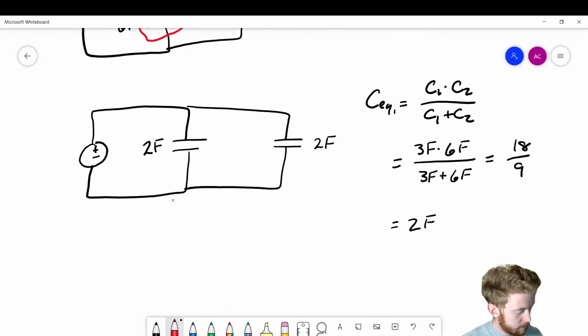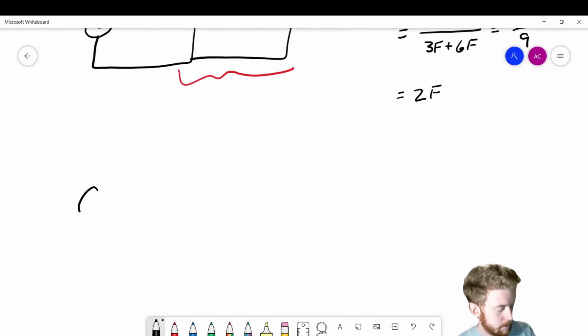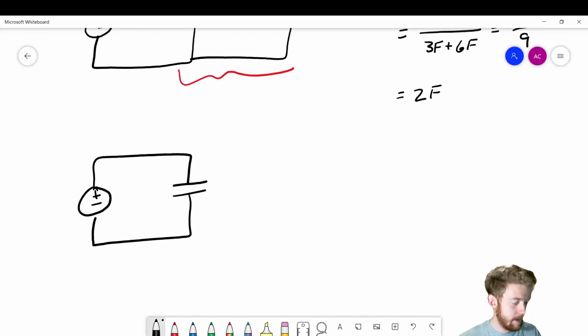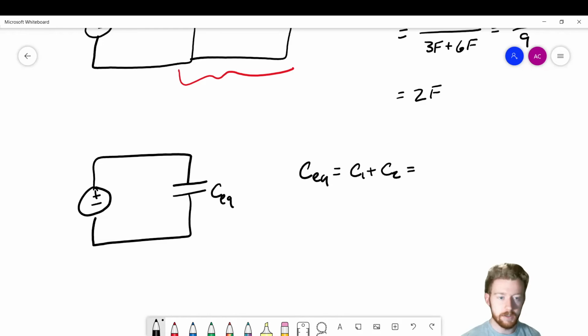Okay. So now you'll see we have 2 capacitors in parallel. We can simplify this again. So let's do it. We'll have that source. We're changing this into just a single capacitor. All right. Now I'm just going to call this Ceq. Now what's the formula for that? Well, if we have 2 capacitors in parallel, we're going to use the formula for series resistors for parallel capacitors. Okay, so Ceq is just going to be the sum of the 2 capacitances, C1 plus C2. So in this case, it's going to be 2 farads plus 2 farads. So the equivalent capacitance is going to be 4 farads.